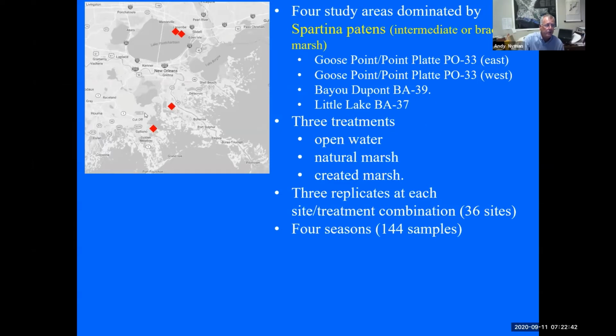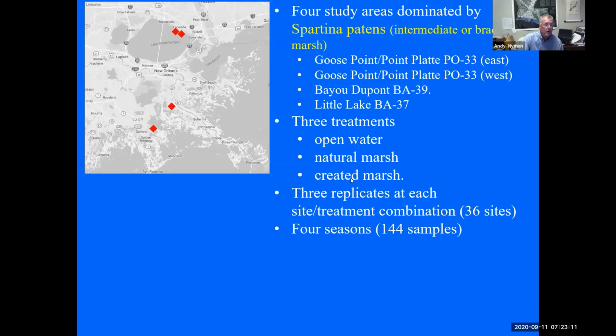At each of these 4 places, we had 3 treatments. There's our open water, which we're gaining more of all the time in coastal Louisiana. We get more open water year in and year out as we lose coastal wetlands. So we're losing coastal wetlands and we're gaining open water. So that's the thing we kind of want to avoid. Well, the other treatment is the natural marsh, the stuff that's there already. That's what we want. We like it, we like the fish and wildlife in it. We like what it does to storm surge.